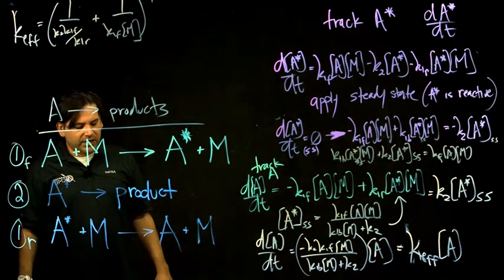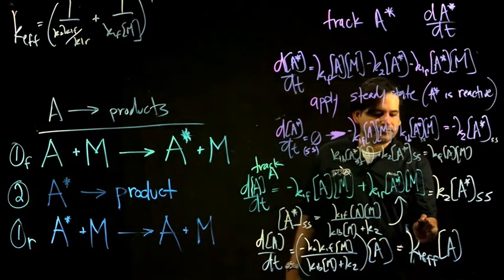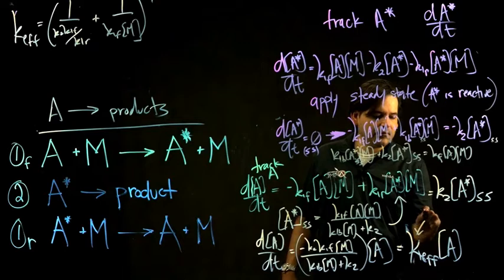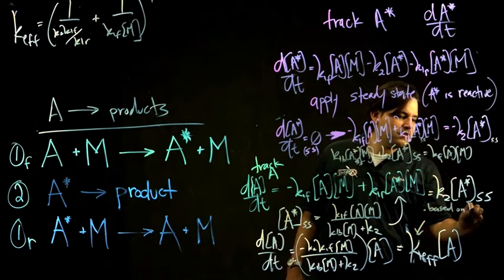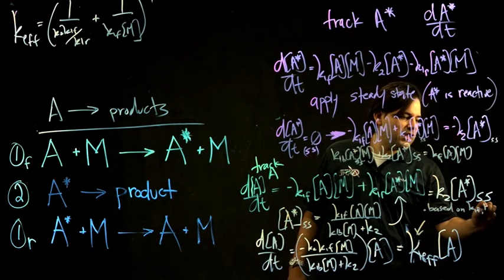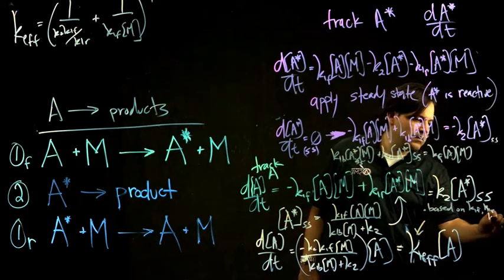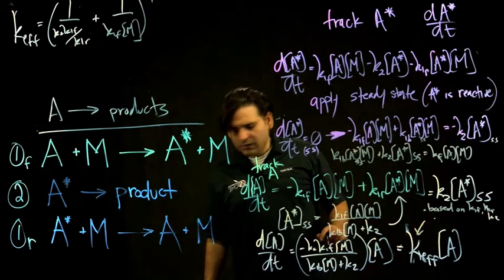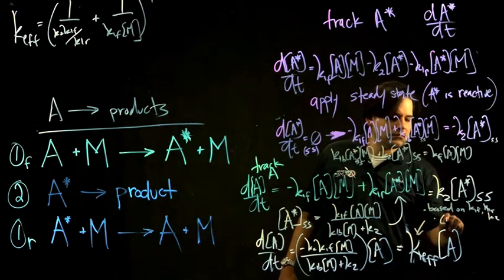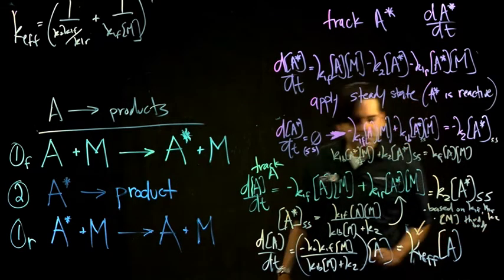So this effective K is based on K1 forward, K1 reverse, and K2. And it's related to the third body. Okay?